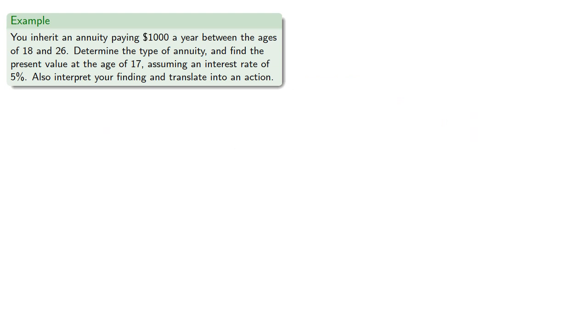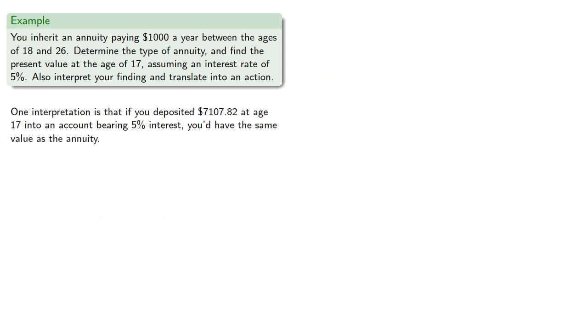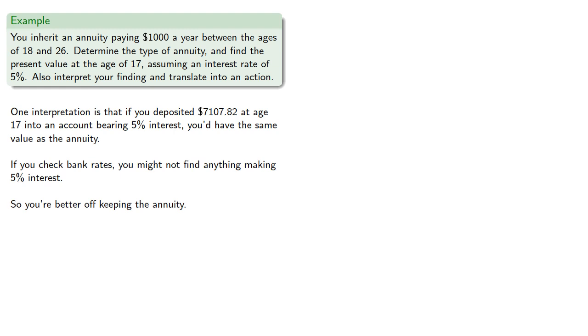Now, that's the present value, but what can we do with that? So one interpretation is that if you deposited this amount of money at age 17 into an account bearing 5% interest, you'd have the same value as the annuity. So we check bank rates. And if you check bank rates, you might not find anything making 5% interest, so you're better off keeping the annuity.